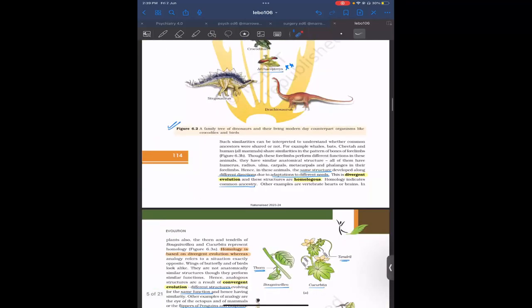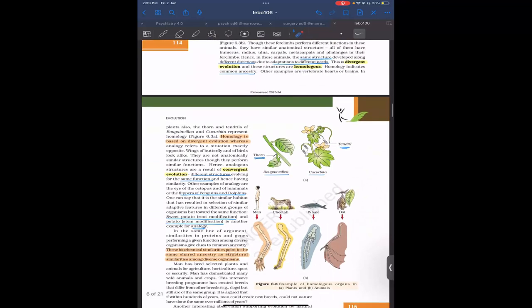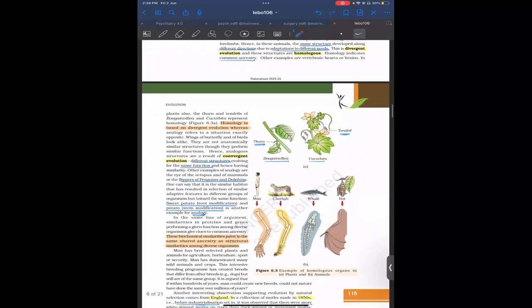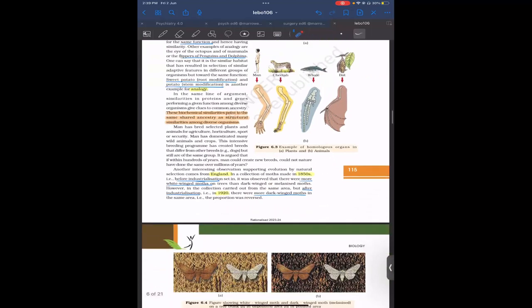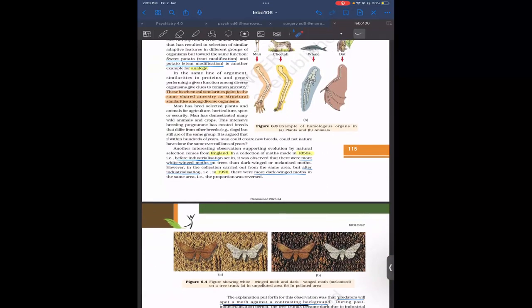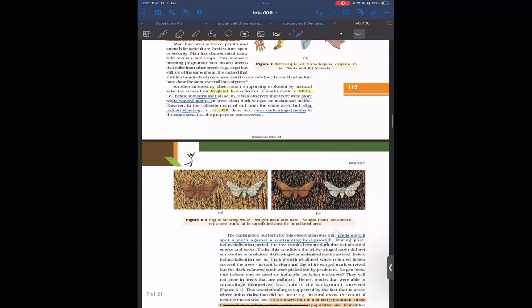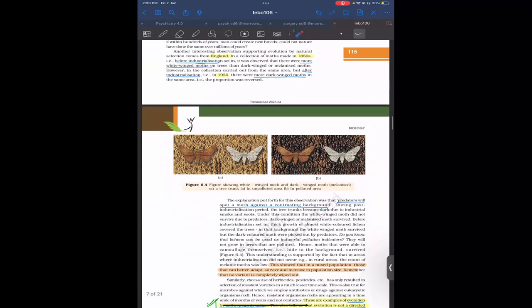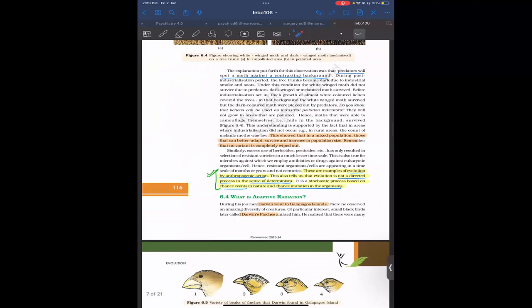Then comes homologous evolution, the divergent evolution, that is homology, and the convergent evolution, that is analogy. This is where the word is here, analogy. Okay. Then the examples of homology and analogy are here. This is analogy and this is homology. Now this is an important statement. Then comes the example of evolution by anthropogenic actions, which is the example of moths from England.